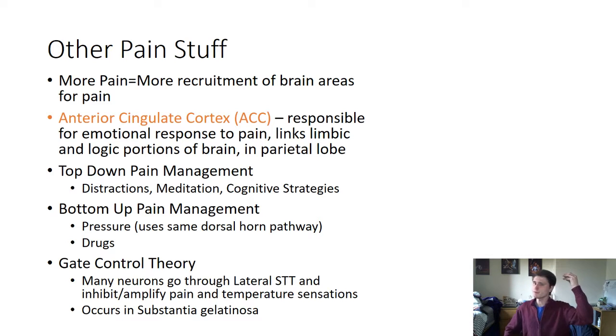Other pain stuff, the more pain you have, the more brain areas are going to be recruited to respond to that pain. So if you stub your toe multiple times in a short period, that's going to continue to amp up in intensity because more brain areas are being recruited. Linked to that, the anterior cingulate cortex deals with the emotional response to pain, linking the limbic and logic portions of your brain in the parietal lobe. So what does that actually mean?